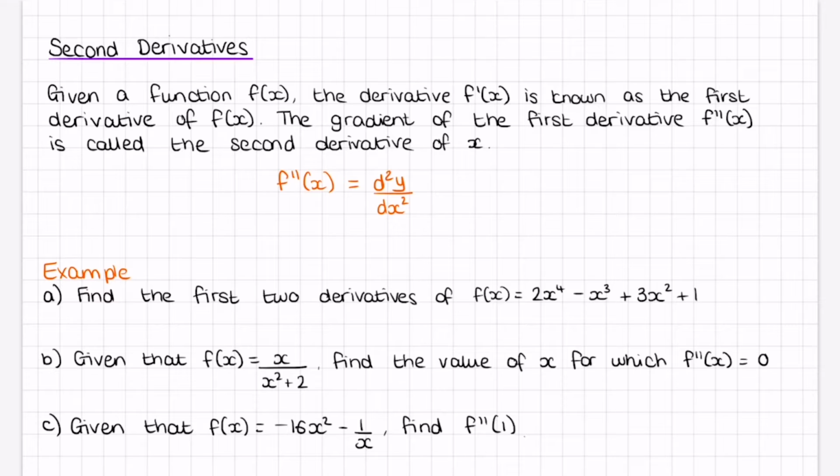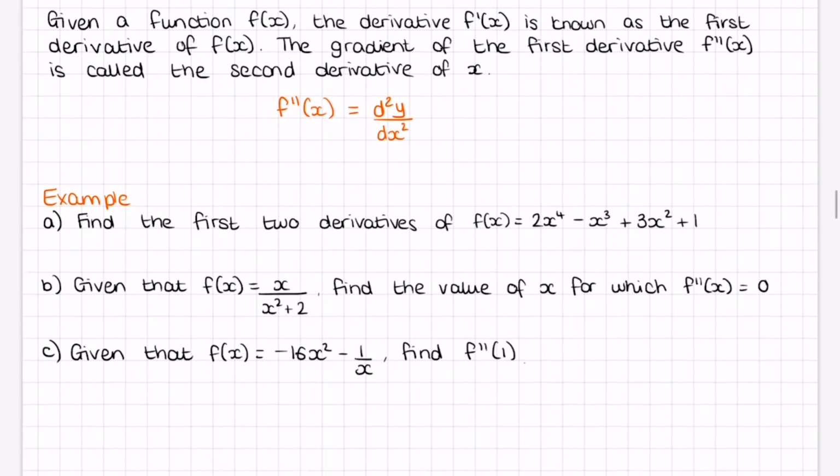So if you are given a function and we have the first derivative, which is f dash, then the second derivative is f dash dash. So we just find the derivative of the first derivative. And then these are the two possible notations that can be used for the second derivative. So just got one example to do. Part B will probably take us the longest, but A and C aren't too bad.